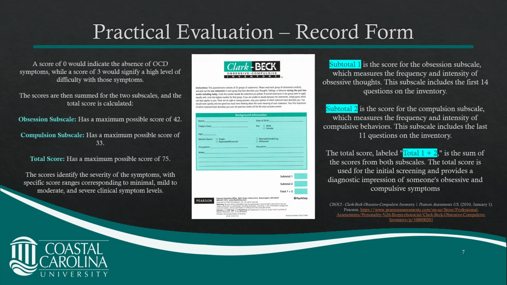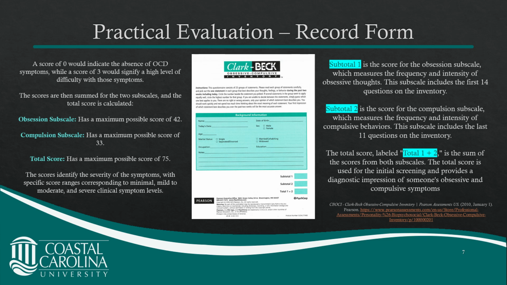Subscale 2 is going to be the compulsion subscale, which is the last 11 questions on the inventory, and it measures the frequency and intensity of compulsive behaviors. The total score is going to be the sum of both scores in the subscales, and it's used for the initial screening that provides the diagnostic impressions of someone's obsessive and compulsive symptoms.